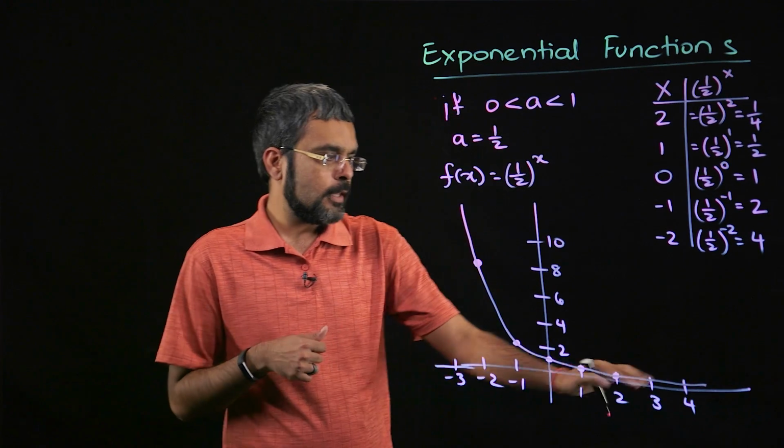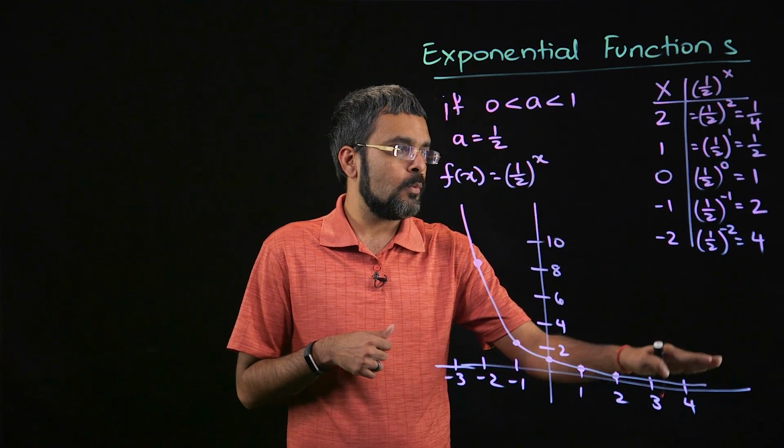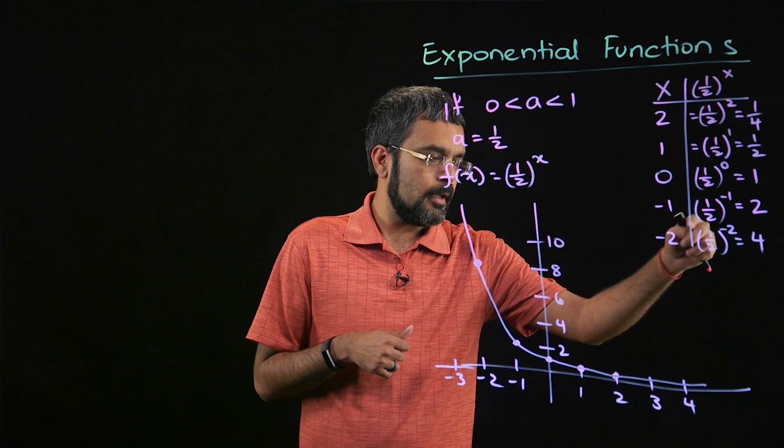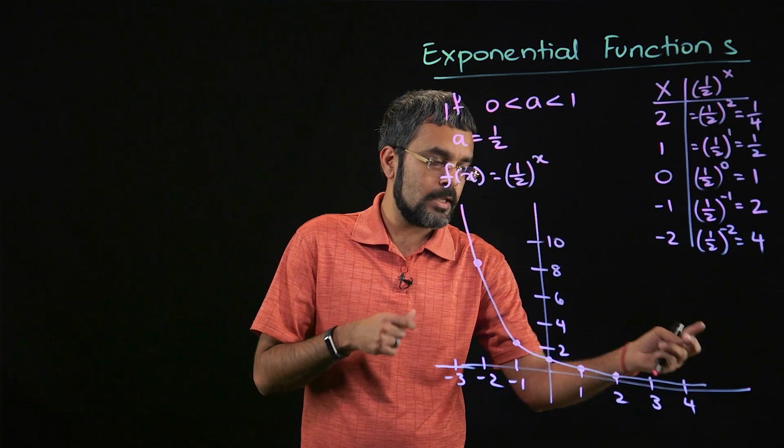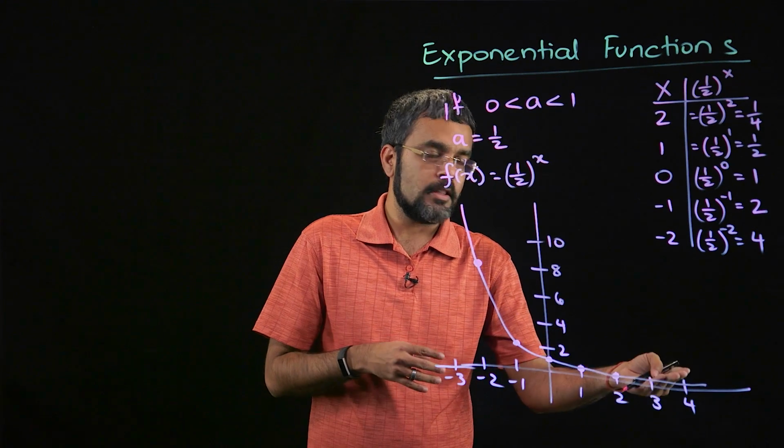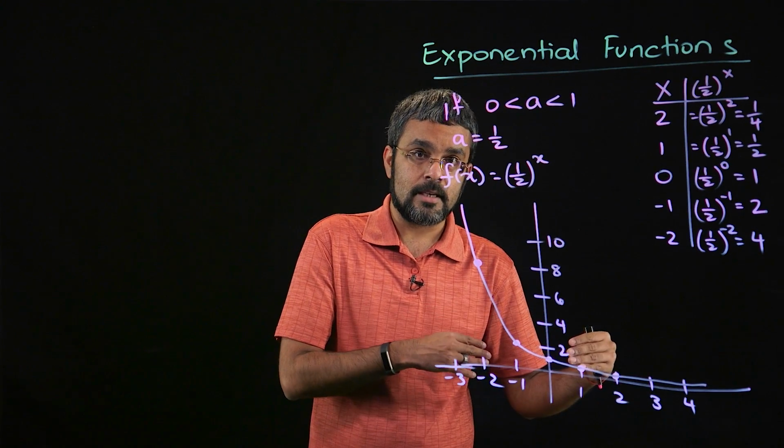Also know that this will never touch the x-axis, because the denominator keeps becoming bigger and bigger. It'll go closer and closer to the x-axis, so the x-axis will become an asymptote, but this function will never touch or cross the x-axis.